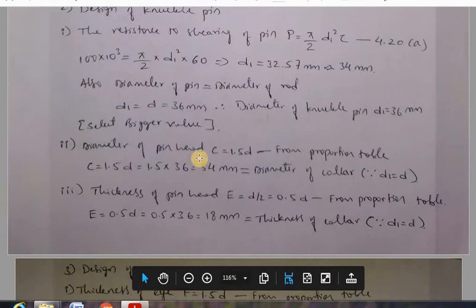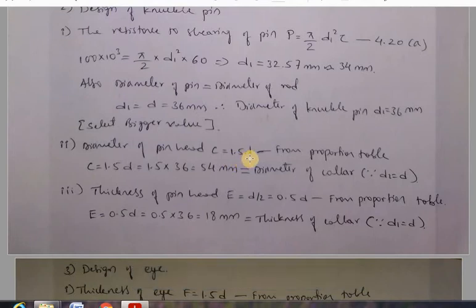Next we have the diameter of the pin head. From the proportion table, C is equal to 1.5 times the diameter of the rod. Therefore it is 54 mm, which is also equal to the diameter of the collar.